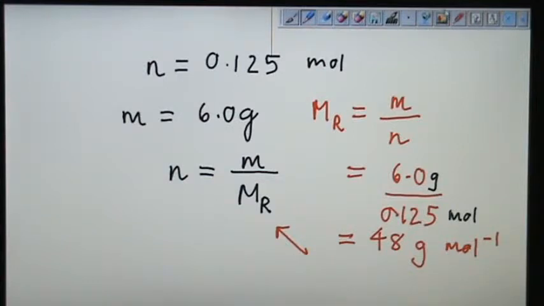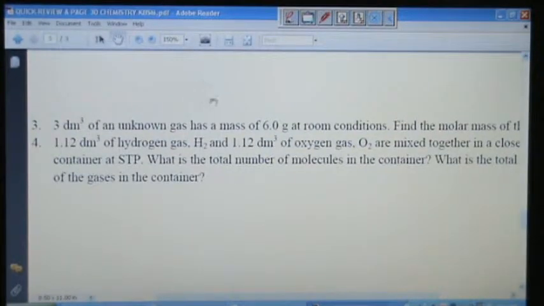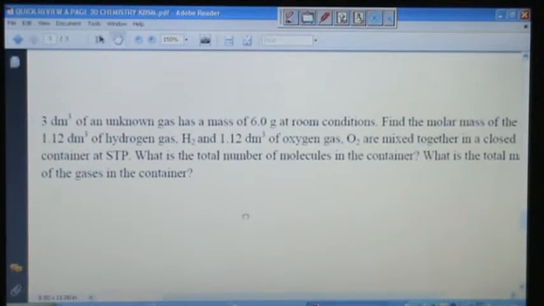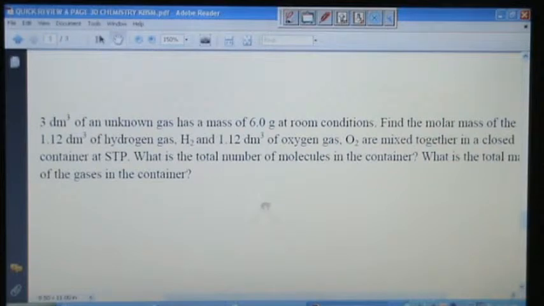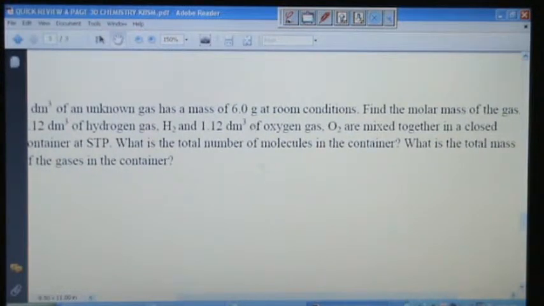Let's try number 4. Let's look at number 4. Number 4 looks a bit complicated. 1.12 dm cube of hydrogen gas H2 and 1.12 dm cube of oxygen gas O2 are mixed together in a closed container at STP. What is the total number of molecules in the container? What is the total mass of the gases in the container?